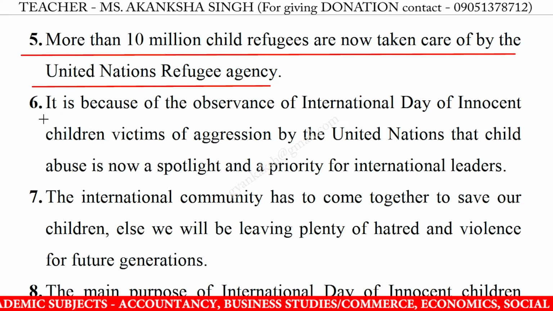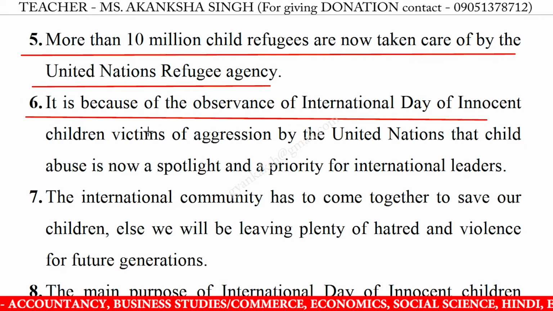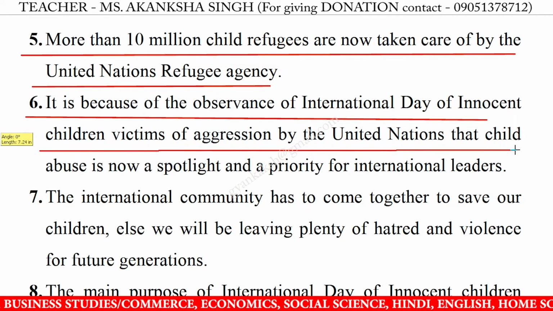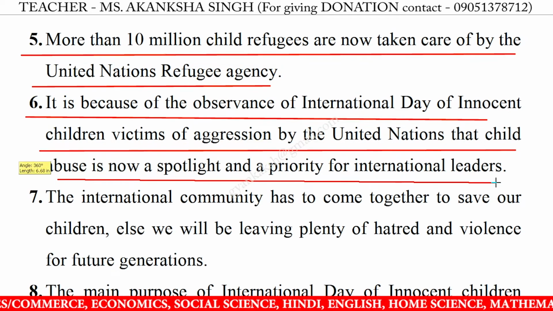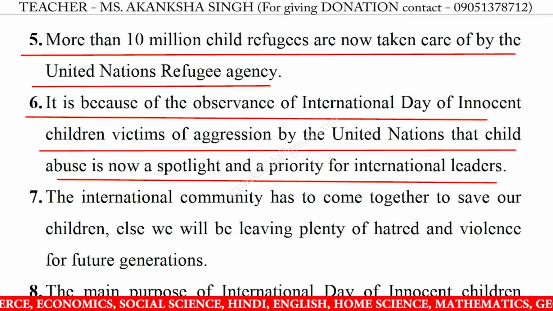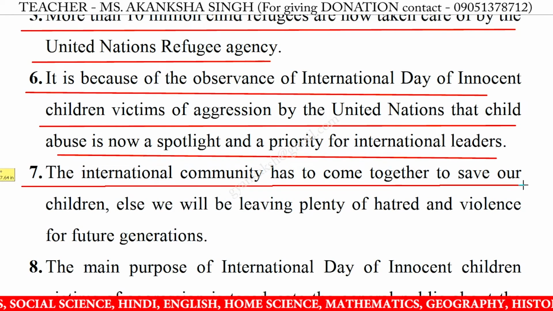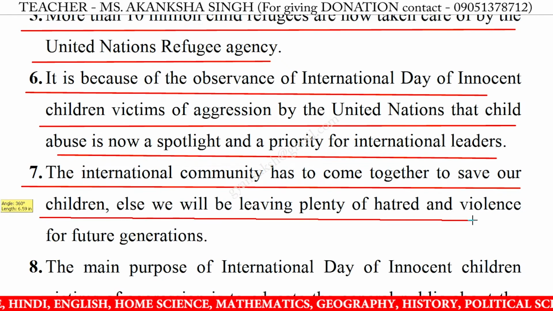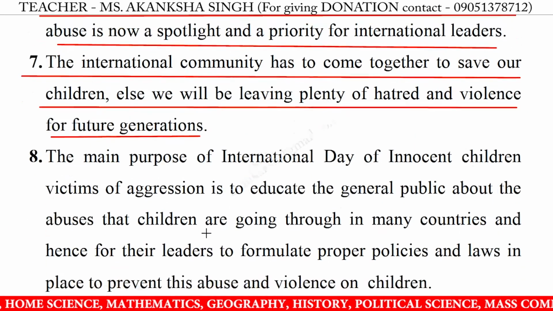Number 6. It is because of the observance of International Day of Innocent Children Victims of Aggression by the United Nations that child abuse is now a spotlight and a priority for international leaders. Number 7. The international community has to come together to save our children, else we will be leaving plenty of hatred and violence for future generations.